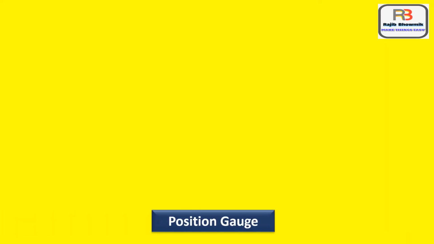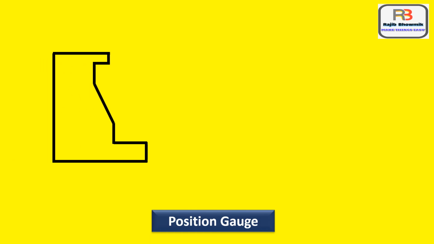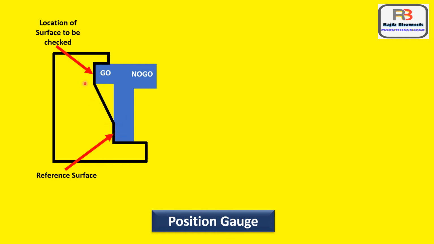Now I'll tell you about position gauge or special type gauge. Suppose this is one job and this is the gauge, go no go gauge. Now this portion is the reference surface, this line, and this line, the location of the surface to be checked.